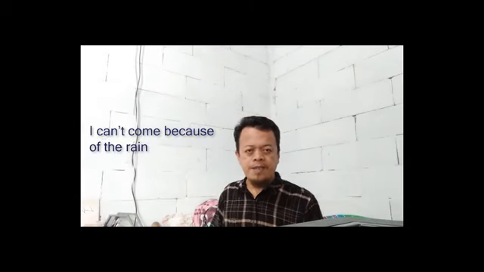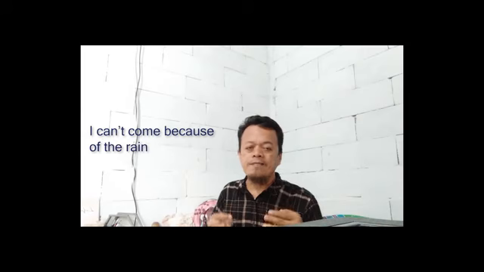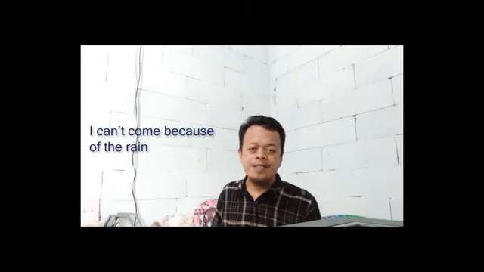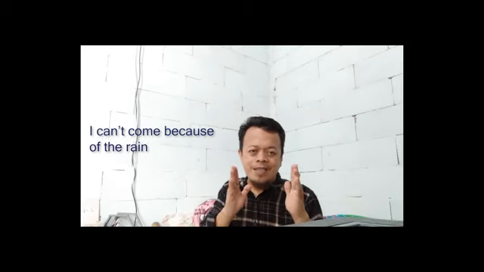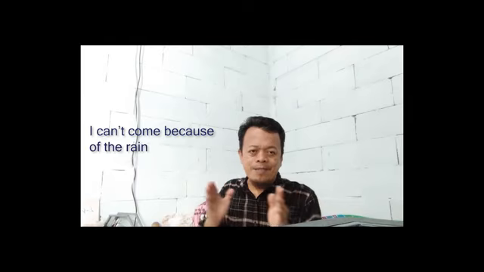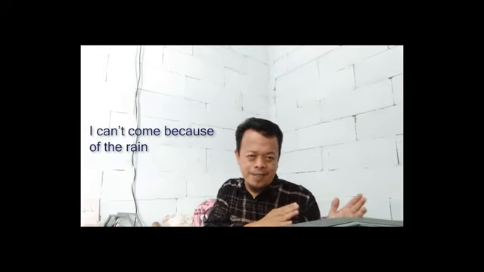The example like this. Example number 1. I can come because of the rain. You know, because of the rain, it stands as a conjunction between I can come and the rain.